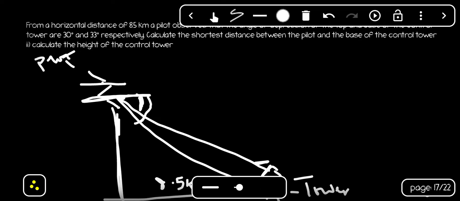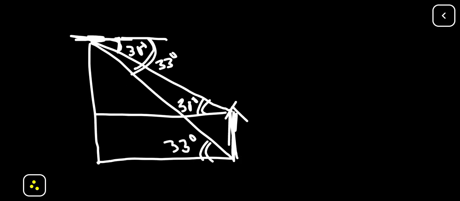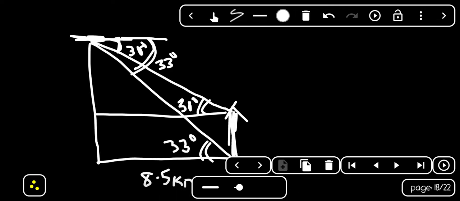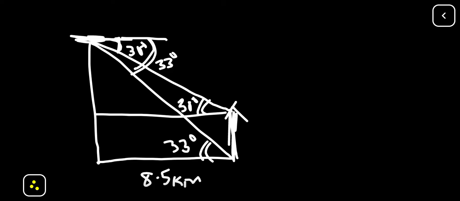But what they want us to do is to calculate the shortest distance. Basically, you already know that the distance between the pilot and the tower is 8.5 kilometers. Okay, you already know that. But they want us to find the shortest distance, not between the pilot and the tower, but the shortest distance between the pilot and the base of the control tower. So this is the pilot here, and this is the base of the control tower. So they want us to find this distance here. All right. So how would you do that?